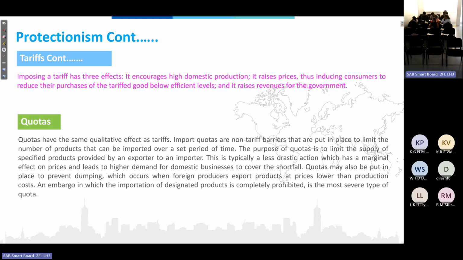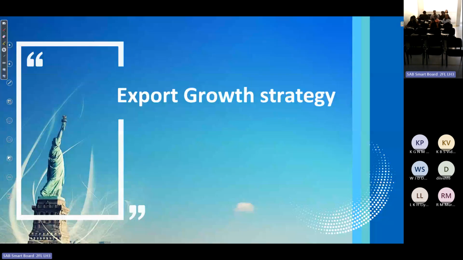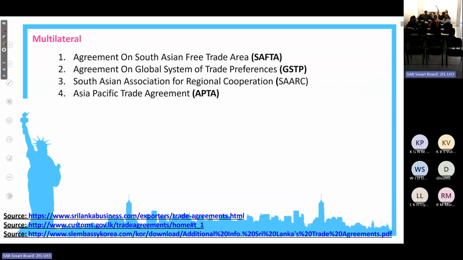Other examples: the Indo-Lanka free trade agreement, GSP Plus. Likewise, different agreements are there: the South Asian Free Trade Area agreement, the Global System of Trade Preferences (GSTP), South Asian Regional Cooperation, and the Asia Pacific Trade Agreement (APTA). The sources are also provided. You can visit and see them.